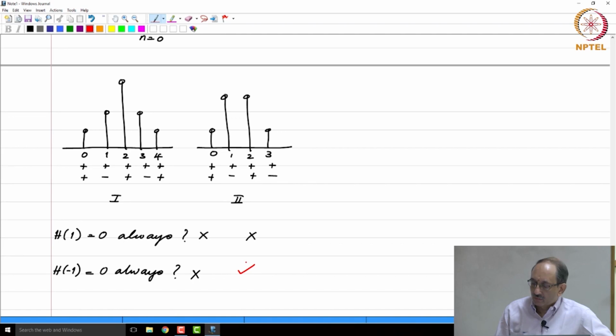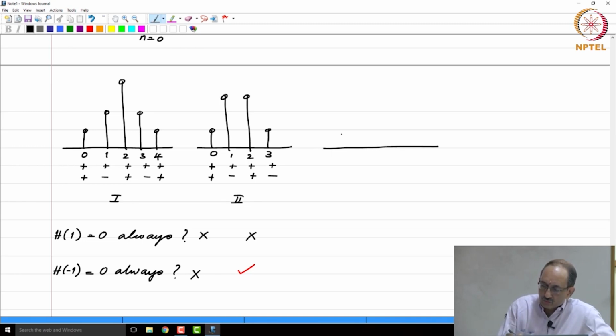Therefore, you are forced to have a 0 at z equal to minus 1. And one immediate implication of this is, if there is a 0 at z equal to minus 1, you are guaranteed that in the z transform, it will have a factor 1 plus z inverse. That is what this means, right.